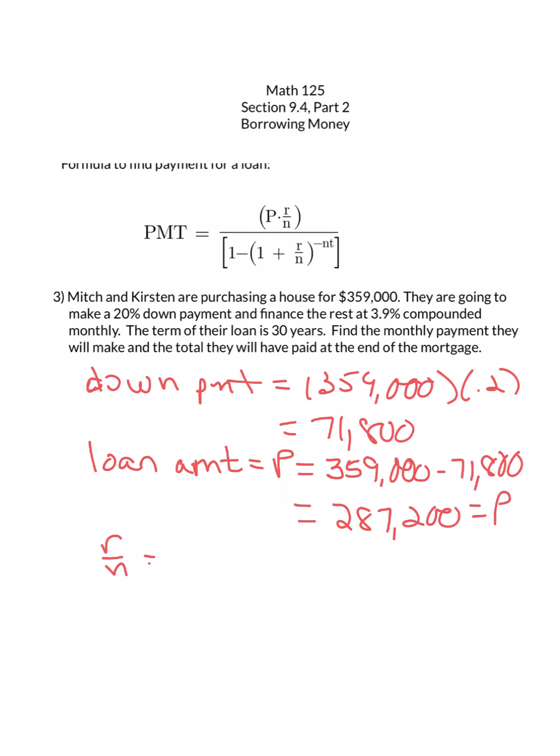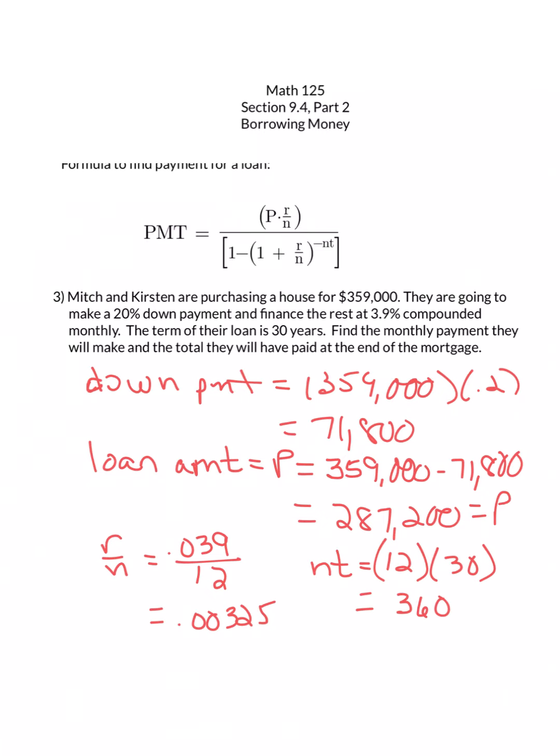R over N. Our annual rate is 0.039. We are making monthly payments, so R over N comes out to be 0.00325. And T is 12 times a year for 30 years. So we will make a total of 360 payments if we keep this mortgage for the entire 30 years.